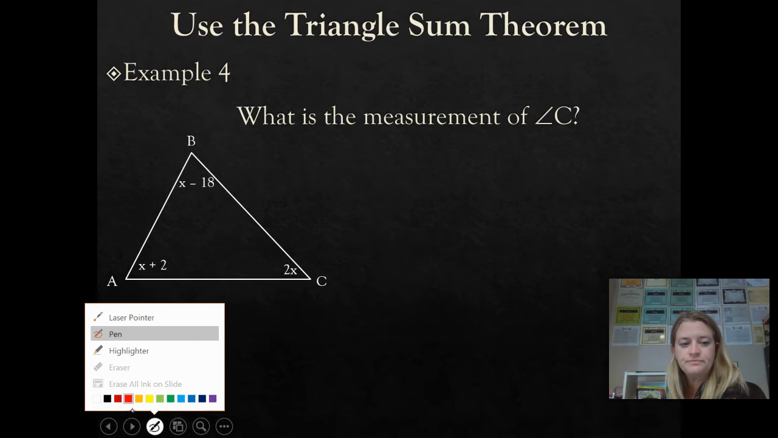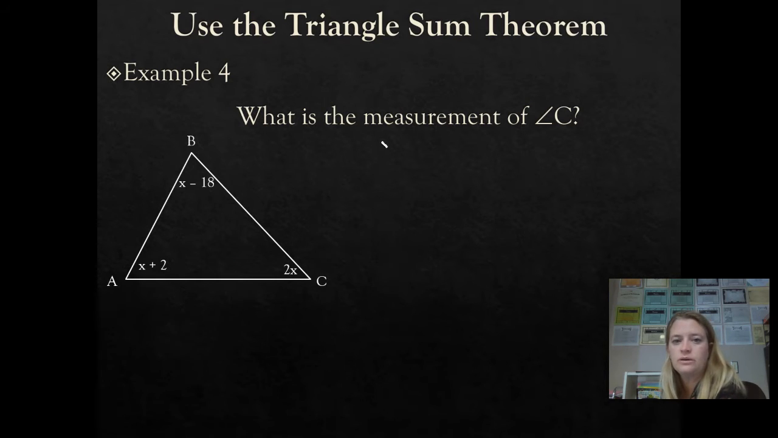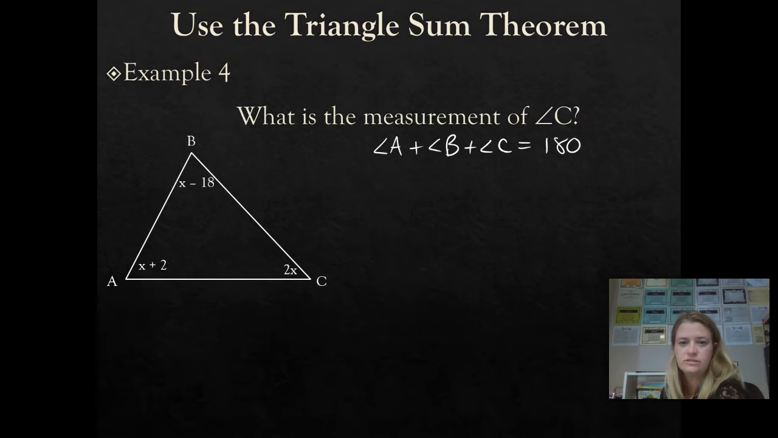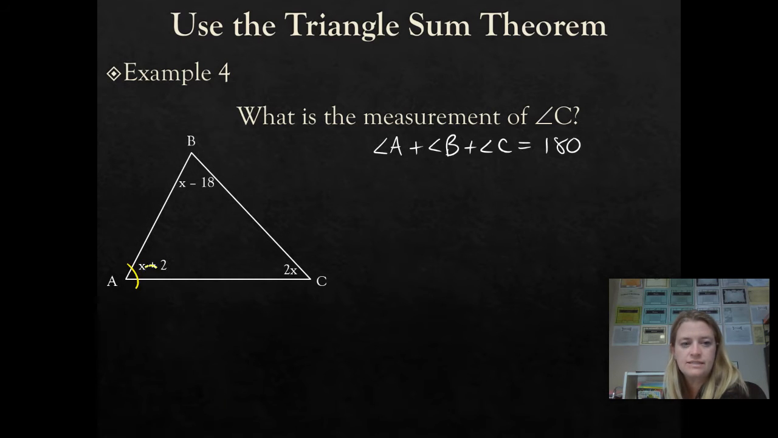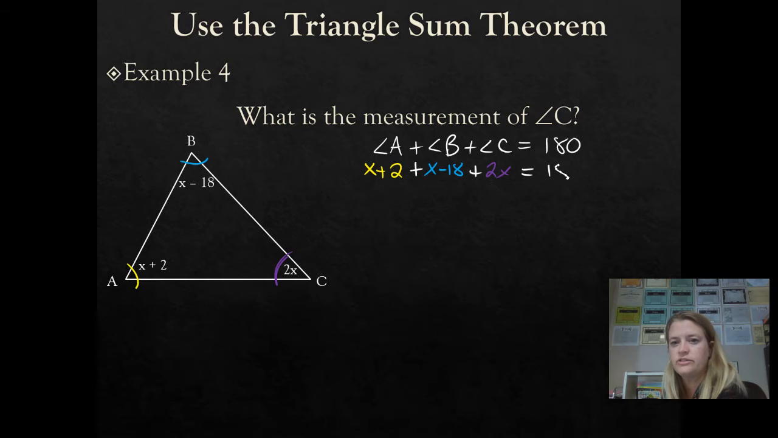So what we're going to do is set it up just like we did before. We know that angle A plus angle B plus angle C has to equal 180 degrees, because that's how many degrees there are in a triangle. And we know that angle A is x plus 2, so we're just going to put x plus 2 here. We know angle B is x minus 18. And we know angle C is 2x. I'm just going to change my color and fill that in. So we're going to add those together and set it equal to 180 degrees.